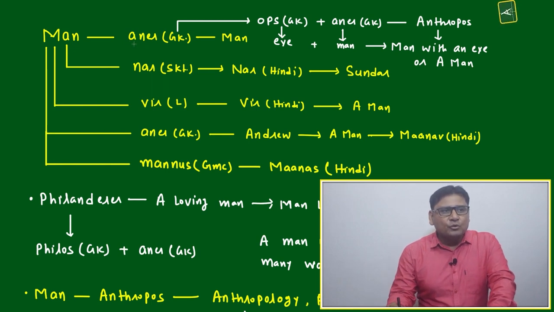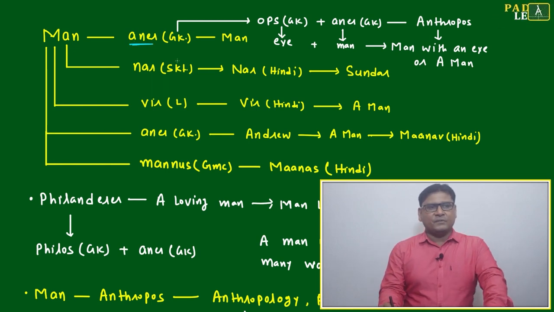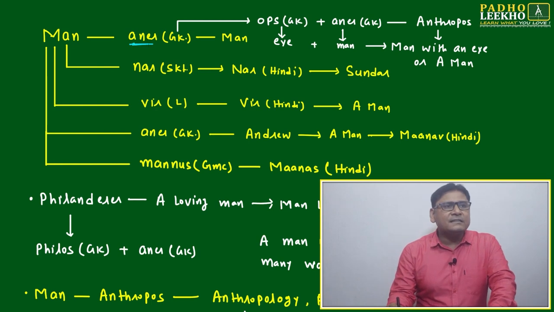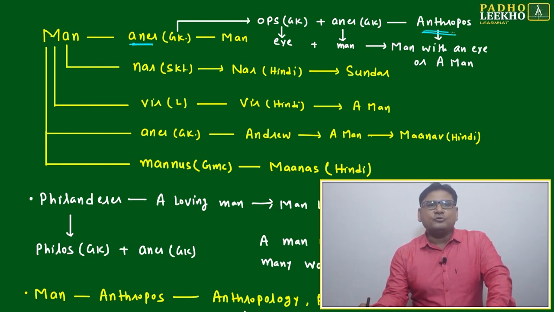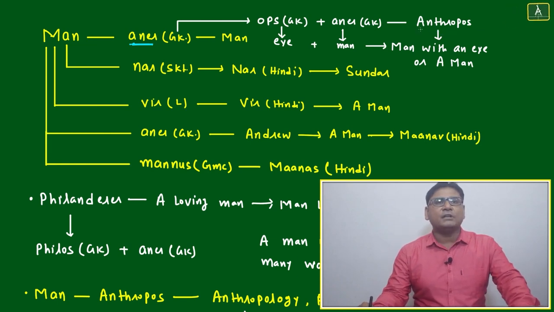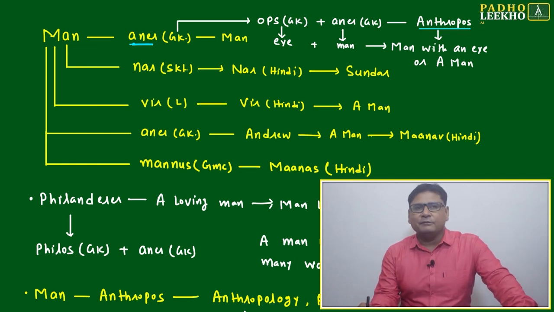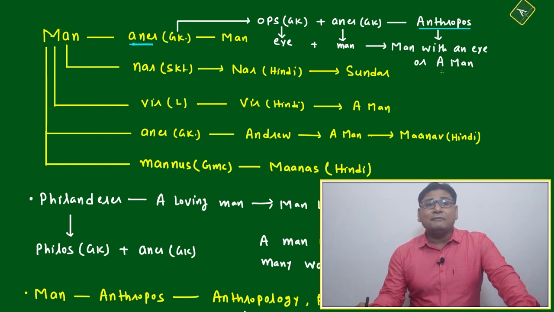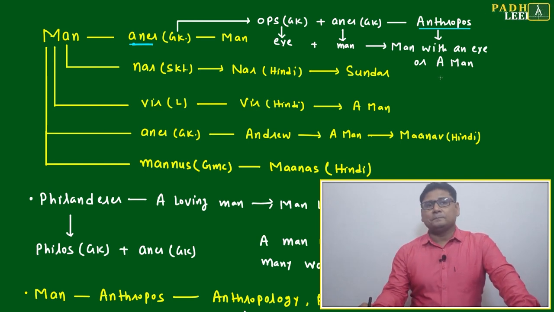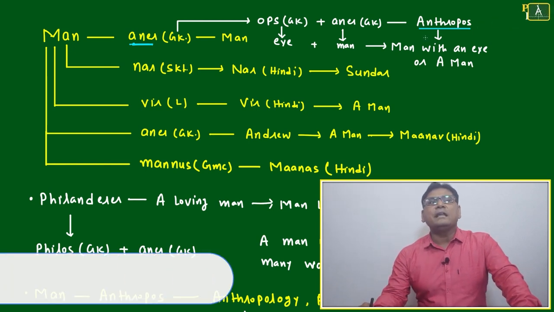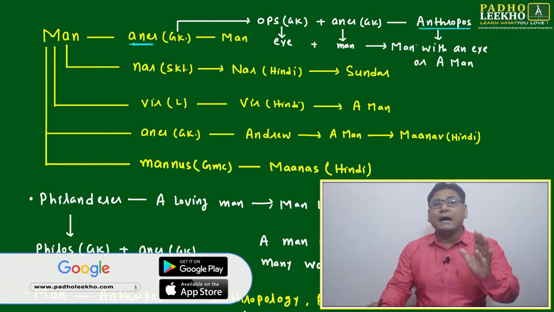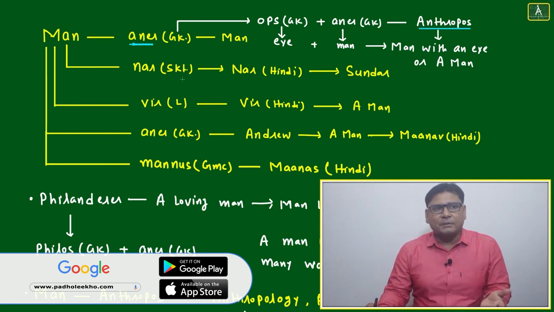Man, you can say, has two or three root words related to it. One is anor, that is Greek, which also means man. Another is anthropos, that is very famous. Based on that, plenty of vocabulary has been developed. Anthropos: if you break this root, the meaning is man with an eye, or a man.